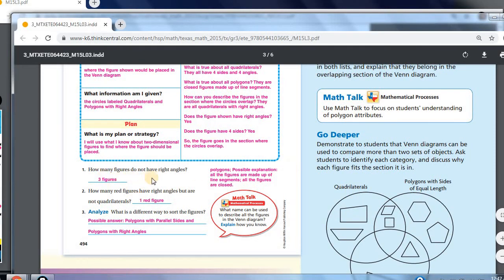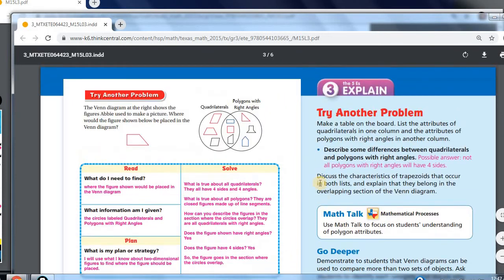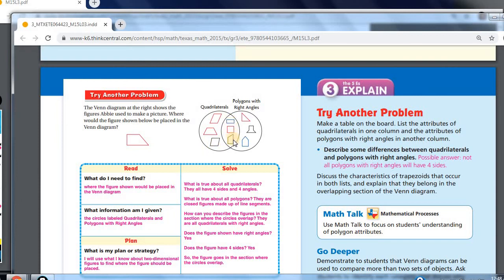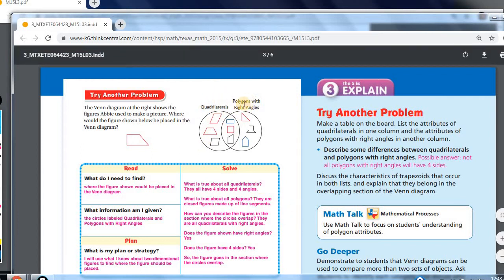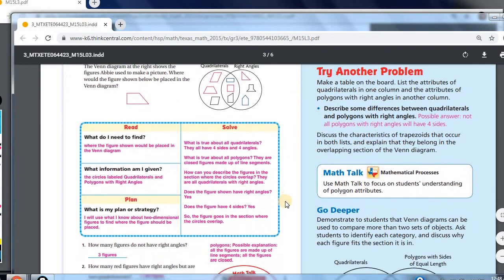How many figures do not have right angles? Well, this 1, 2, 3. 3 figures do not have right angles. All of these here have a right angle. This one has 2 right angles, this one has 1, and this one has 2. These quadrilaterals do not have right angles. So we label these as quadrilaterals and polygons with right angles.